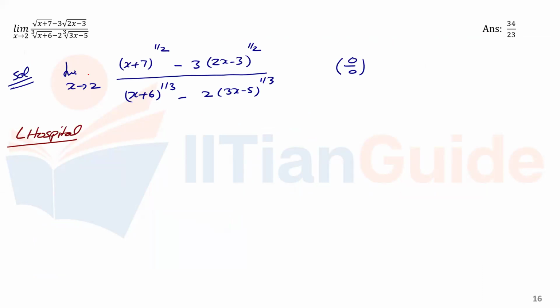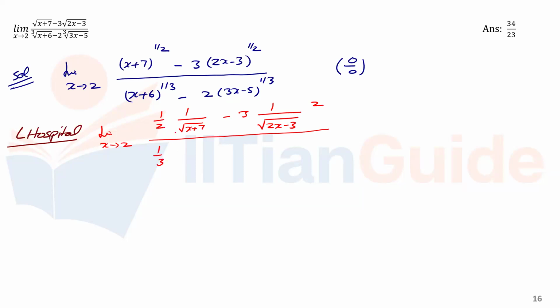Okay, I am writing limits x extending to 2. I will differentiate n into x to the power n minus 1, that will give 1 upon 2, 1 upon under root of x plus 7. I'm just writing directly. Minus 3 is there. I will differentiate, I will get 1 upon under root of 2x minus 3. And I will differentiate 2x minus 3, that will give me 2. In the denominator, I'm differentiating n into x to the power n minus 1, 1 by 3. And I will get x plus 6 power minus 2 by 3.